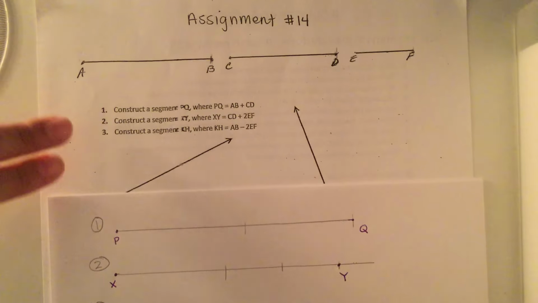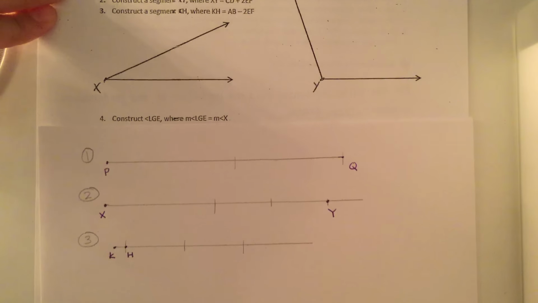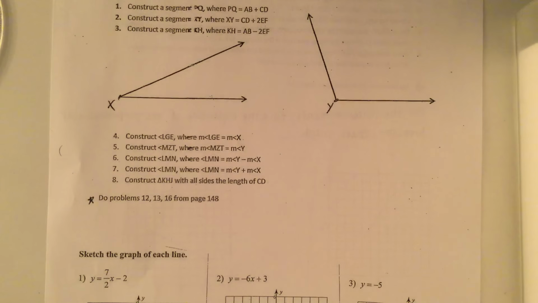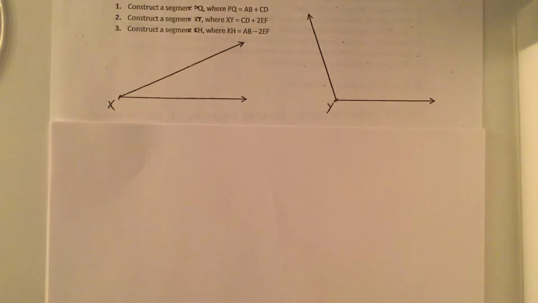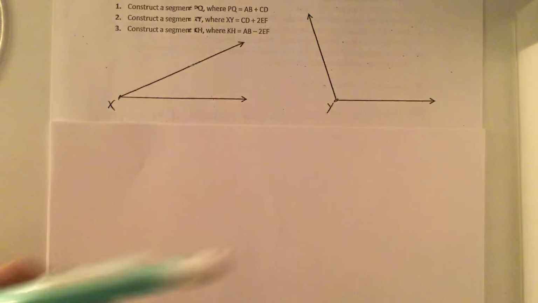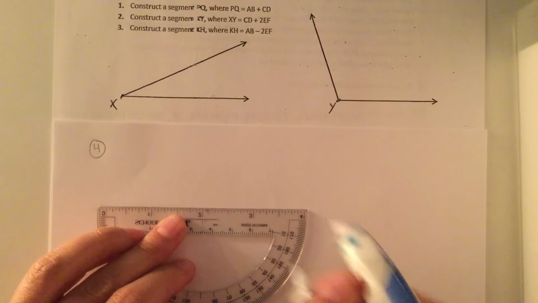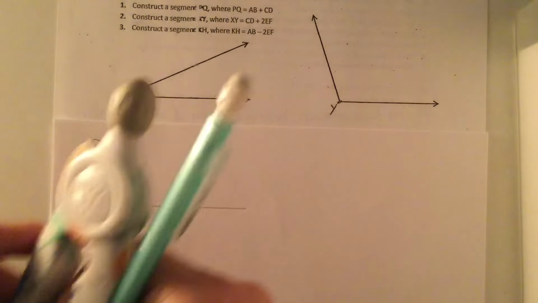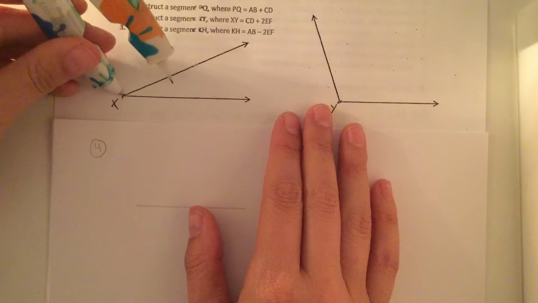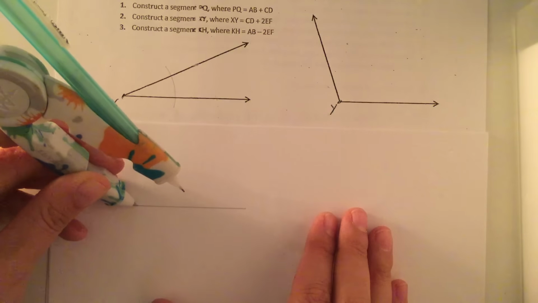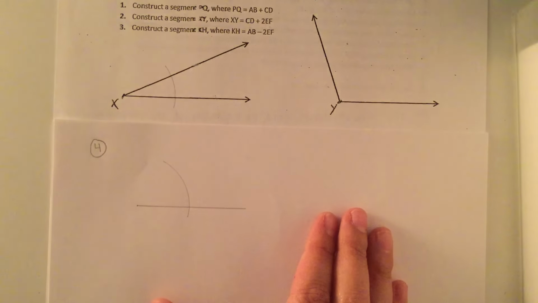All right, for number 4, we're going to start using the angles. So for number 4, we want to construct angle LGE, where the measure of angle LGE is equal to the measure of angle X. All right, so to copy an angle, the first thing I'm going to do for number 4 is draw the side of the angle. Then I want to be the same distance across the angle for each duplicate. So I'm going to draw an arc across angle X, keeping the same compass setting. I'm going to draw an arc across my duplicate.